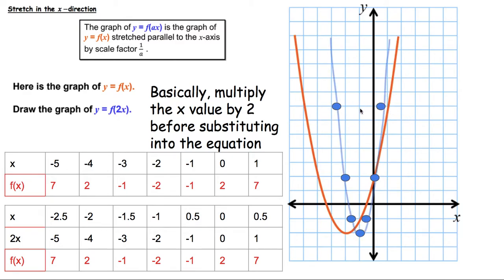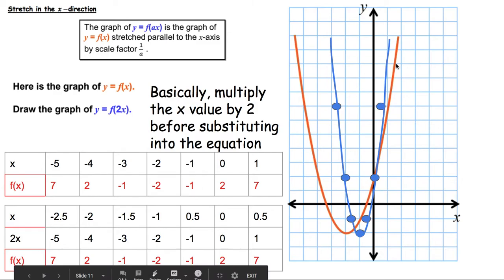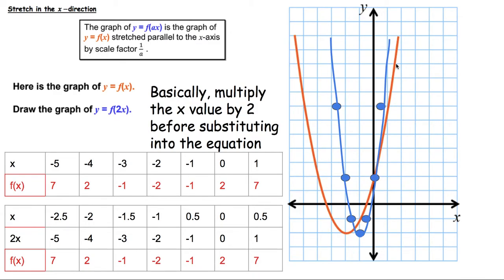So if I join those up now, this is what happens. So what happens here is, this is like my graph has been squished in. So I started with the orange graph and I've squished it in by scale factor of a half, rather than pulling it up. And that's how we explain it for f of ax.